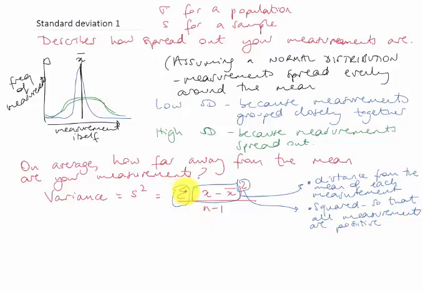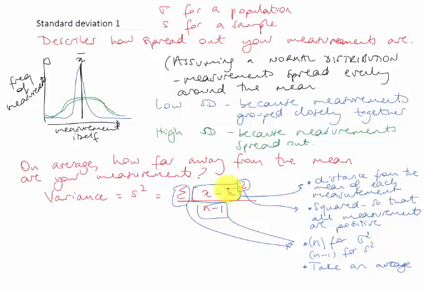And then finally we do the sum, and we divide by the number of samples. So it's n for a population standard deviation, n minus 1 for a sample standard deviation. Let's not worry too much about that. But the point is that this is the same as taking an average. So we're summing these distances from the mean and we're dividing it by the number of samples we have.